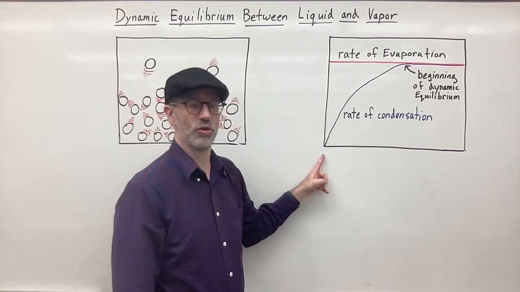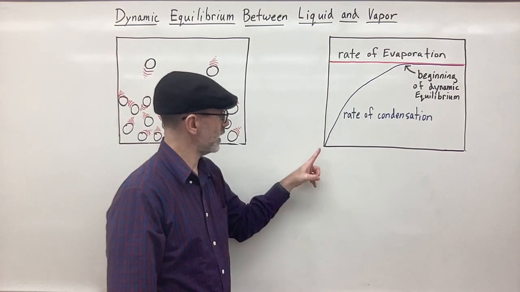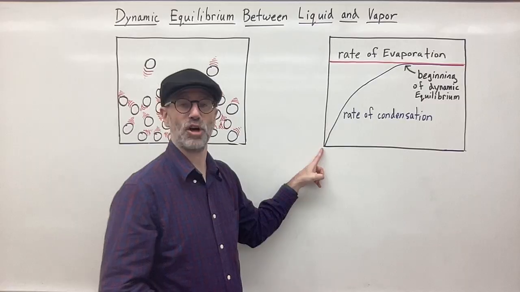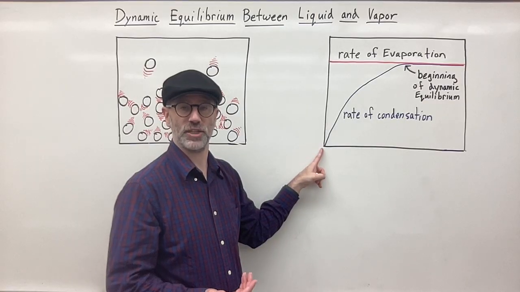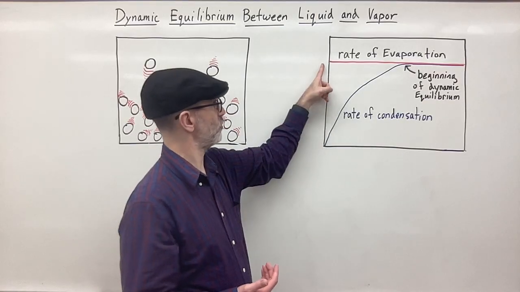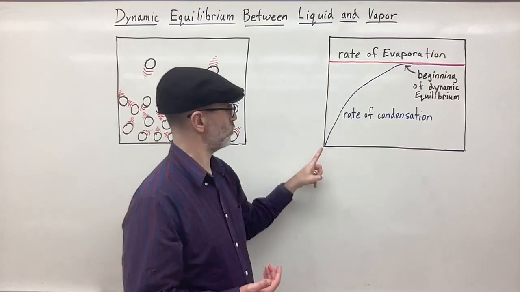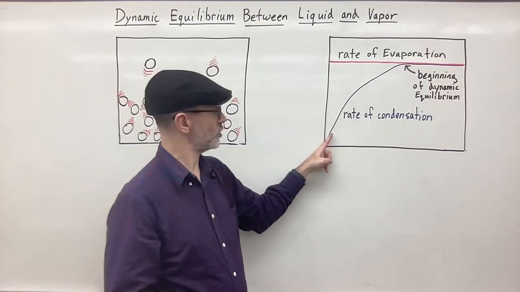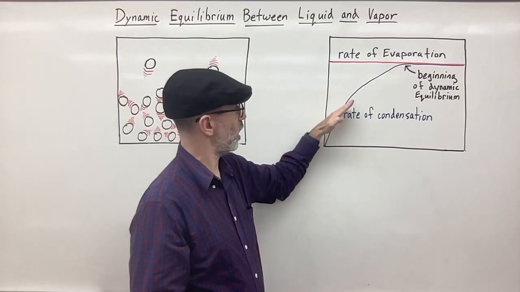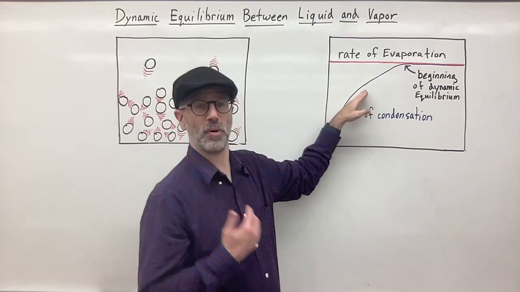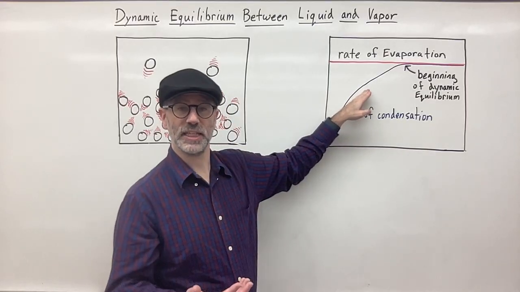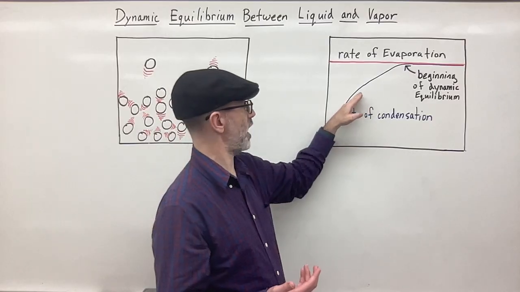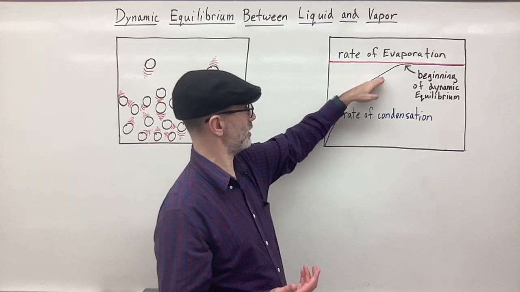And again, this is a closed system. So here, we start at 0 because we don't have any particles in the vapor phase, but as soon as you start evaporating some of those particles, now the rate of condensation starts to go up. And it's going to go up and up and up, because remember, the particles are increasing in the vapor phase. The more particles you have, the higher the rate of condensation.